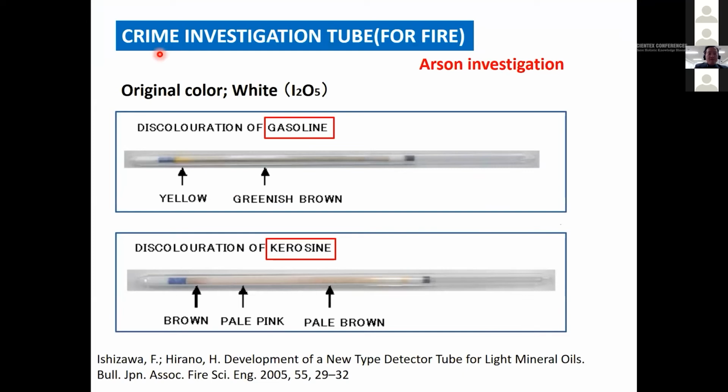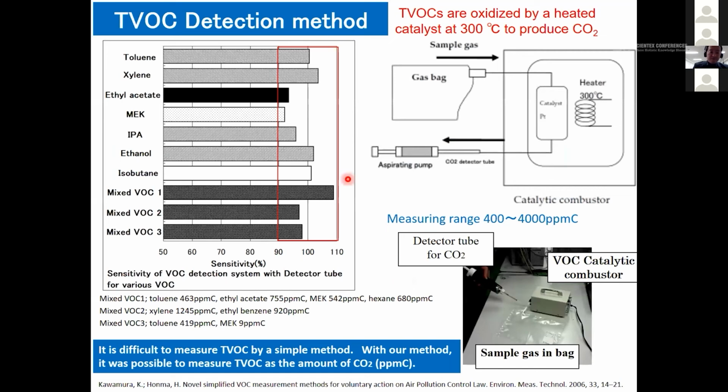Next is the crime investigation tube for fire. With iodine pentoxide, the original color of the detector tube is white. In the case of gasoline, the color of the detector tube changes to yellow and greenish brown. In the case of kerosene, the detector tube changes to brown and pale brown. This tube is used by police and firefighters in Japan for crime investigation.